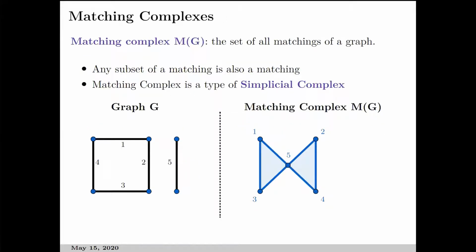A matching complex is the set of all matchings of a graph and can be visualized as a simplicial complex. So at the left, we have matching 1, 3, 5, and at right, that's represented by the triangle 1, 3, 5.